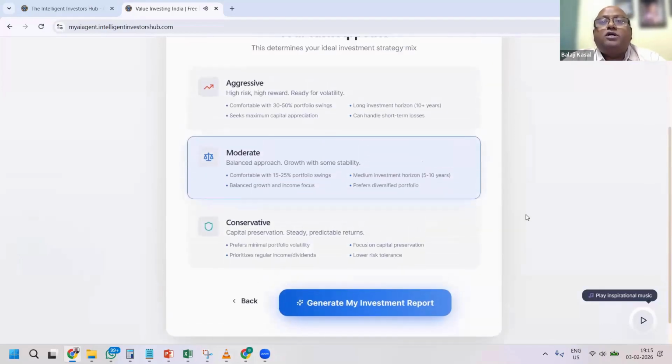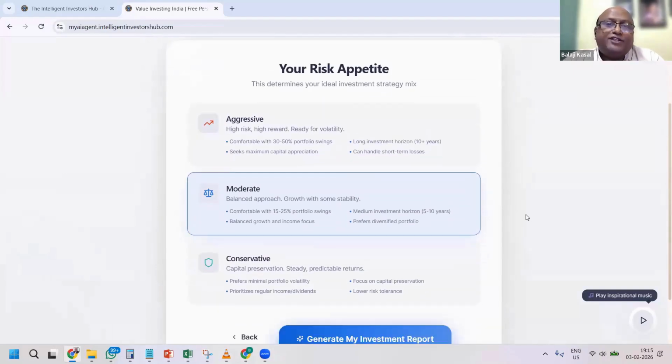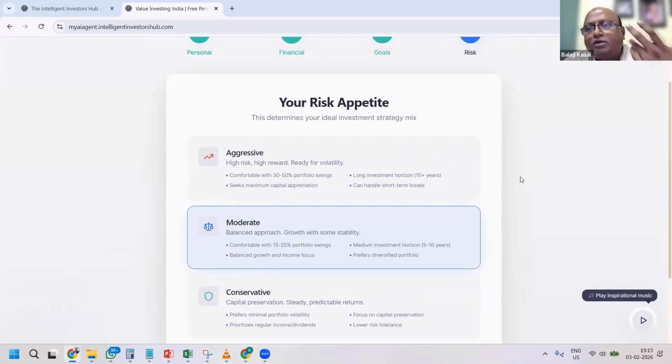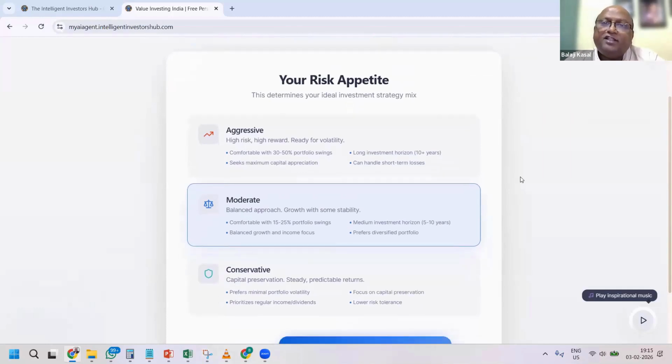Then we'll ask you what type of risk appetite you have. All right, it's aggressive. Again, define the definition of aggressive: high risk takers, high rewarding, and so forth. What we have done till now fits the basic data: information, age, profession, goals, all those things. And risk appetite is very important because risk management is very critical in investment.